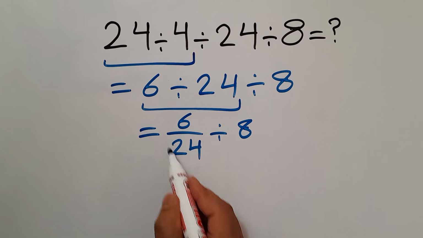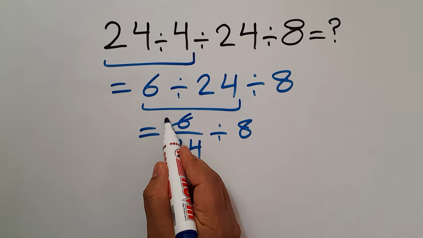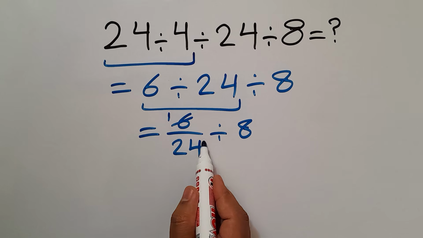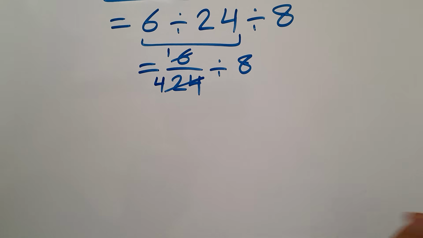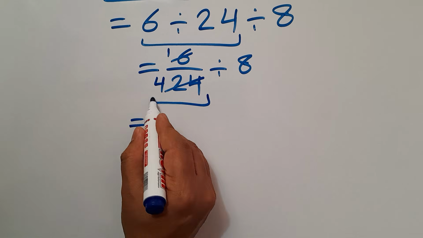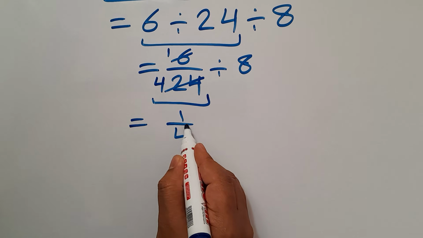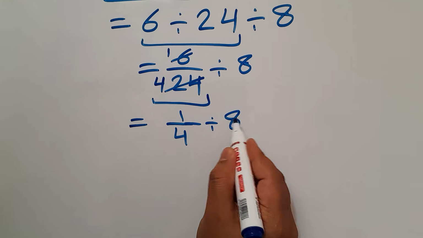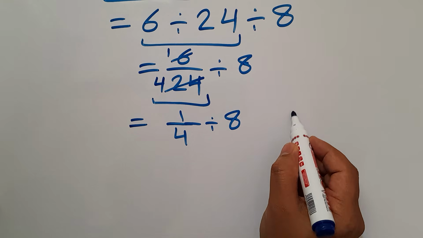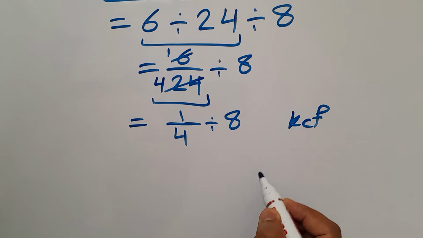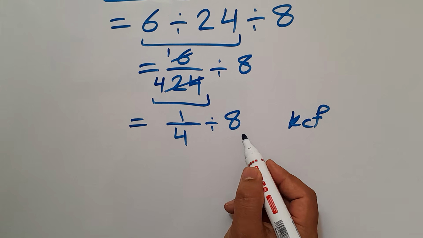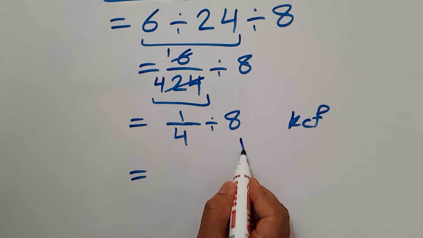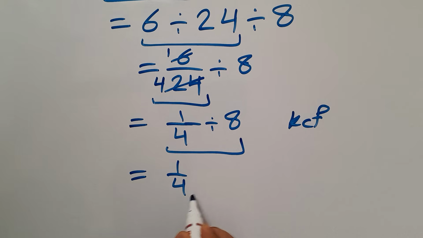We can simplify this fraction. 6 divided by 6 gives us 1 and 24 divided by 6 gives us 4. So we have 1 over 4 divided by 8. And according to the KCF rule, keep the first fraction, change division to multiplication, and flip the second fraction. We can write 1 over 4 then times 1 over 8.